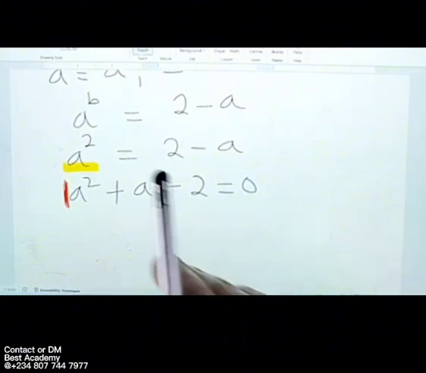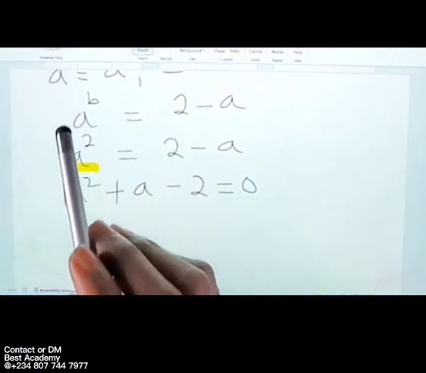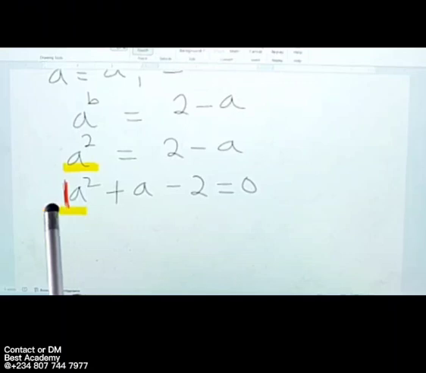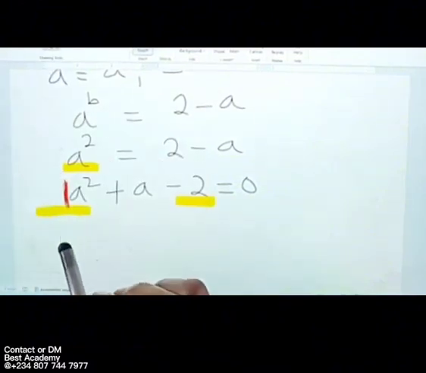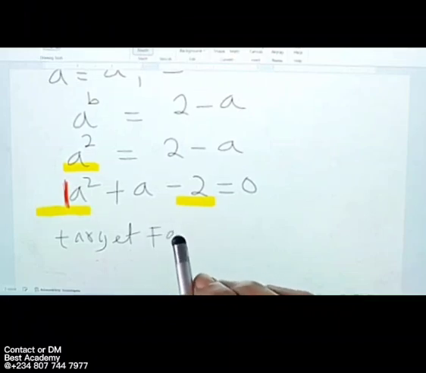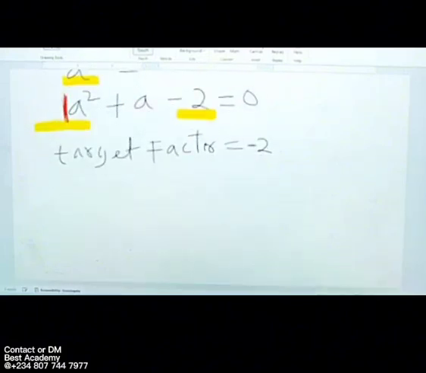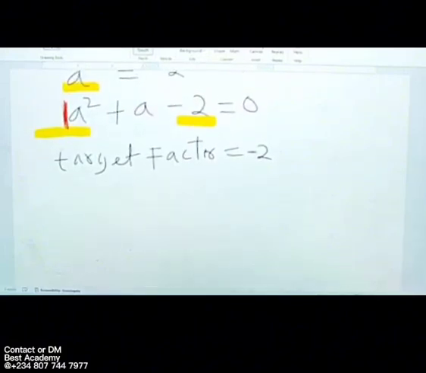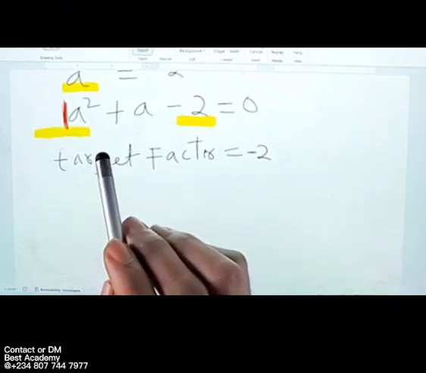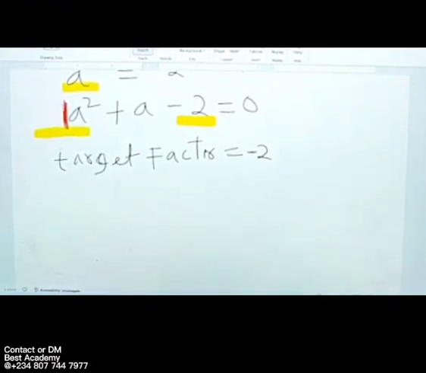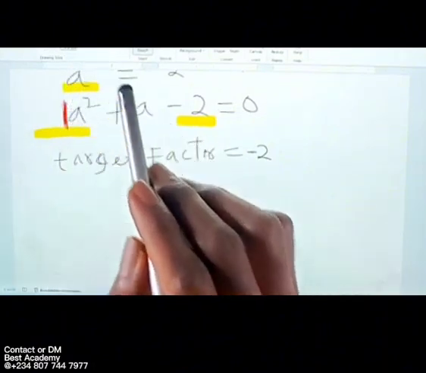So before we find the root here, we have to find the target factor. To find the target factor here, I have to multiply what is at the front of this a squared by what is at the front of this c, which is a constant value. So it means that our target factor is equal to minus 2. So we have to find two numbers that when you multiply them, we are going to have minus 2, and when you add them up, we are going to have 1.